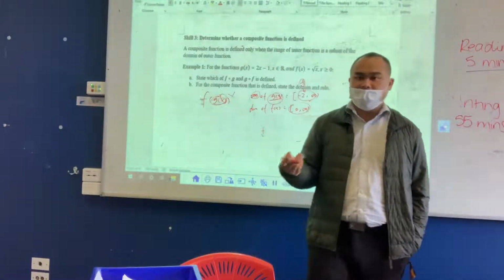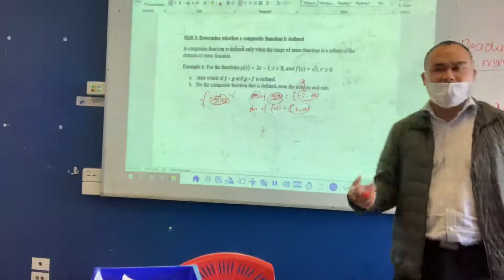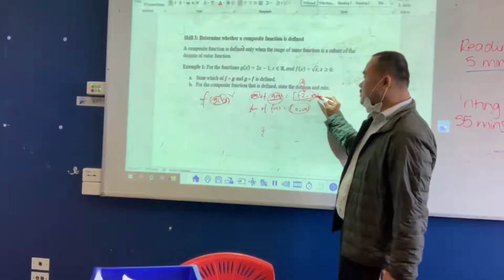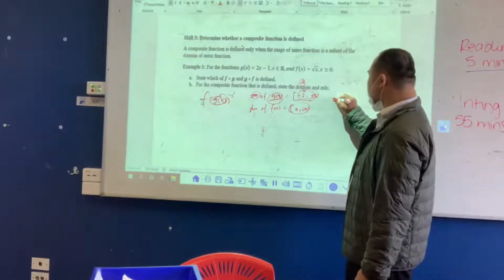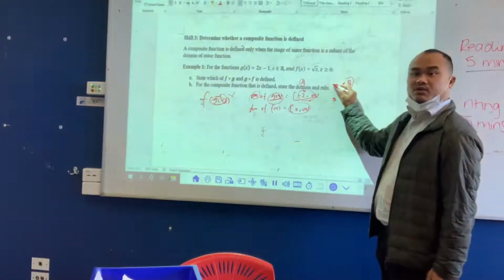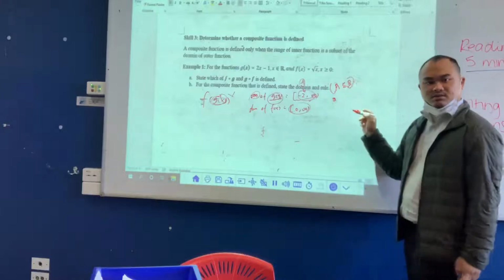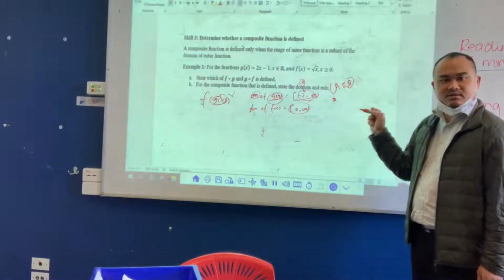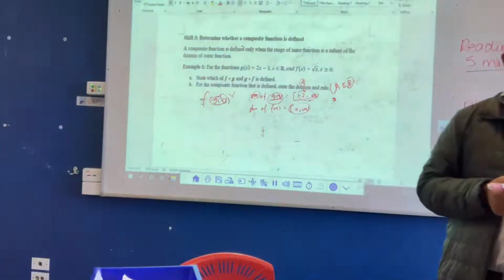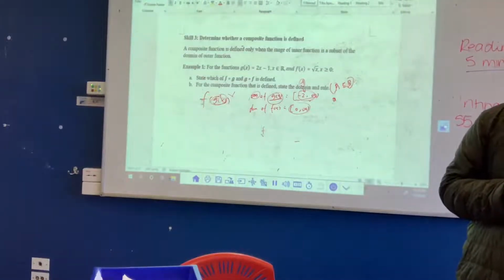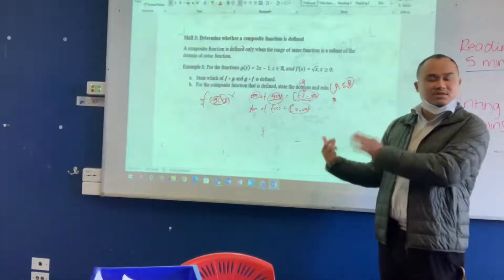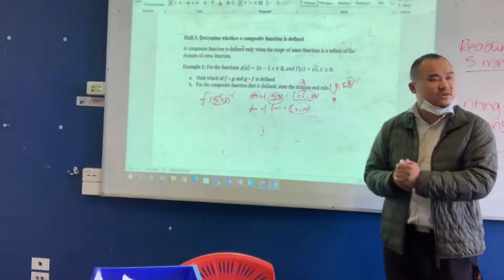And some people might wonder what a subset is. If something is a subset of B, it means that B includes everything in A. Does it make sense? Yeah. So the range of the inner function must fit into the domain of the outer function. Yes, exactly. All right, so that's how we test whether or not the composite function is defined.